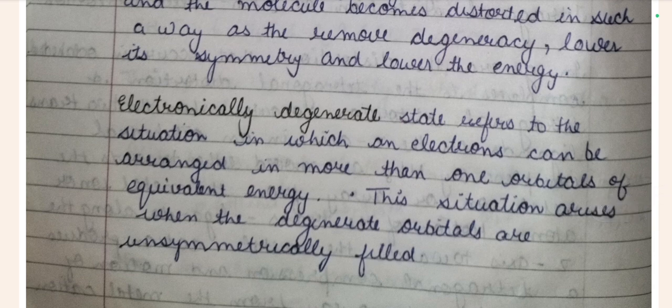Electronically degenerate state refers to the situation in which an electron can be arranged in more than one orbital of equivalent energy. This situation arises when the degenerate orbitals are unsymmetrically filled.